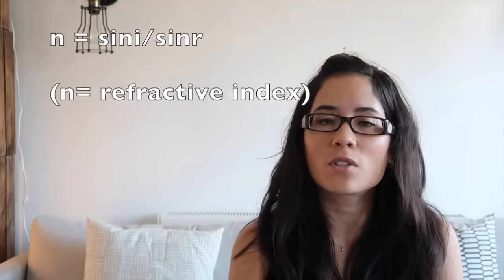Now, the equation for calculating the refractive index is n equals sine i over sine r, which you'll have to learn. Now, sine i, so remember i is the incident angle, so you just need to pop that into your calculator with the sine in front of it. And sine r, that's the angle of refraction, so again, pop it into your calculator, but first of all pressing the sine button.